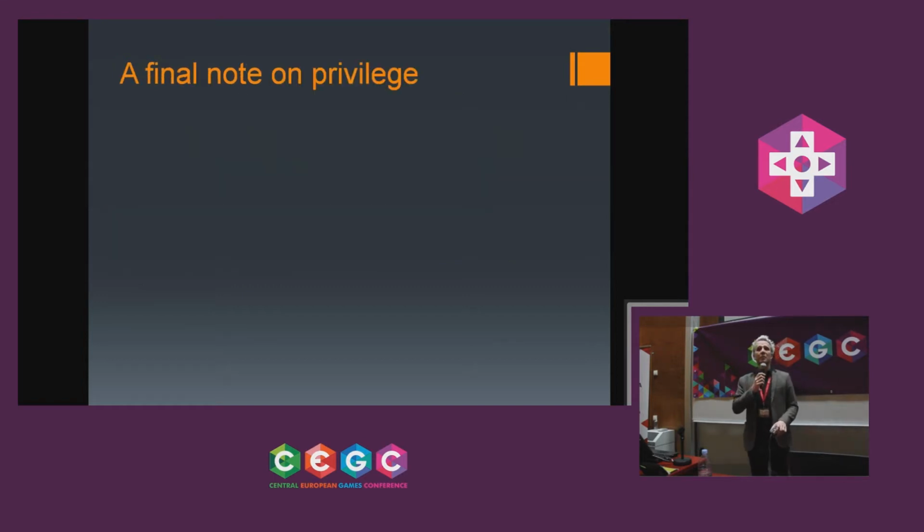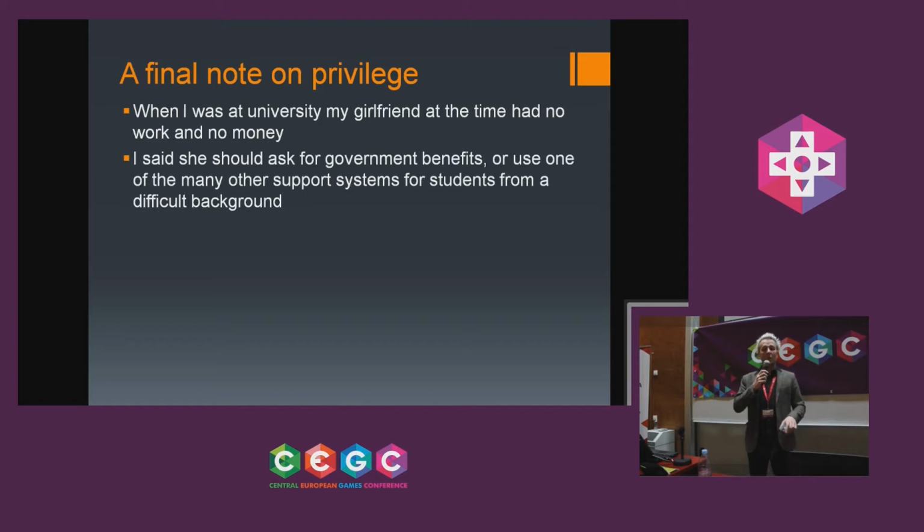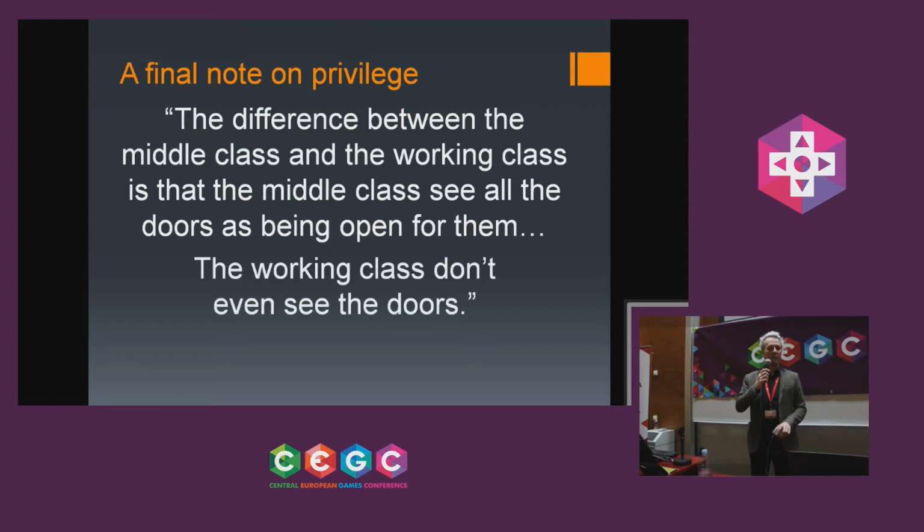So as a final note on this before I move on to the next topic, when I was at university, my girlfriend at the time had no work and no money. I said to her that she should ask for government benefits or use one of the other support systems available for students from a difficult background. Her reply stuck with me, and it's been nearly 20 years since she said this to me. The difference between the middle class and the working class is that the middle class see all the doors as being open for them. The working class don't even see the doors. And just that little sentence stuck with me for such a long time.